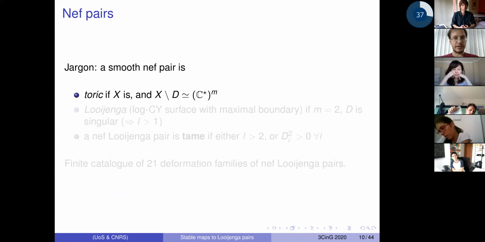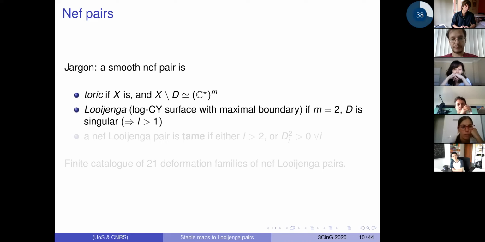A piece of jargon here is that I will call a smoothness pair toric if X is a toric variety and D is a toric boundary. So the complement of D is the big torus orbit in X. I'm going to call it Looijenga, which is short for log Calabi-Yau surface with maximal boundary, if X is a surface and D is singular. And remember that I require each irreducible component to be smooth. So in particular, this forces the number of irreducible components to be greater than 1.